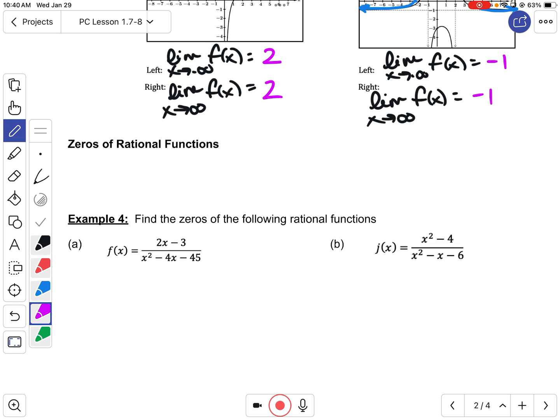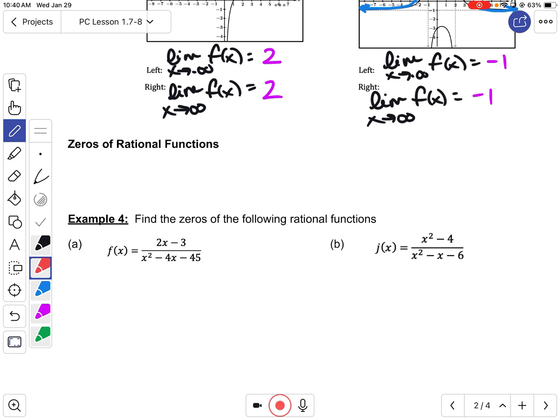All right, so let's talk about zeros, okay? Doing zeros of polynomial functions was really easy. We factored, we set each factor equal to 0, okay? But now I've got 2 polynomials and there's junk going on, right? Because we're dividing. So when we talk about zeros of rational functions, let me ask you a question.